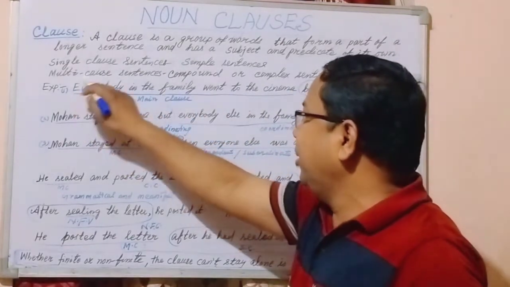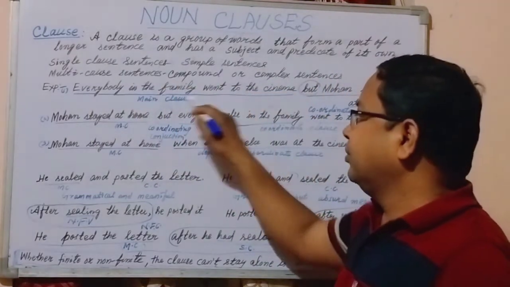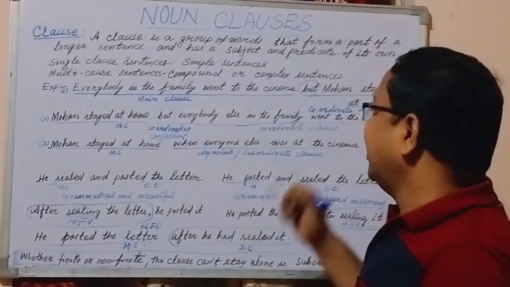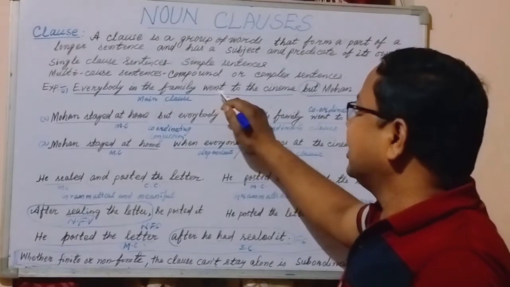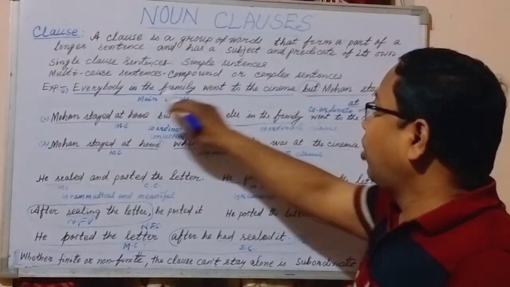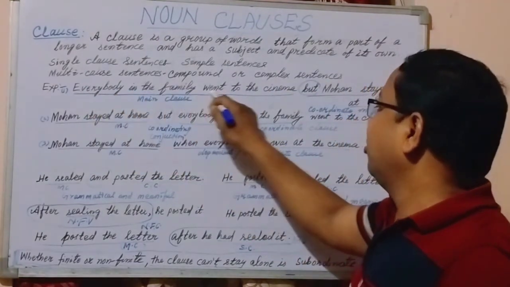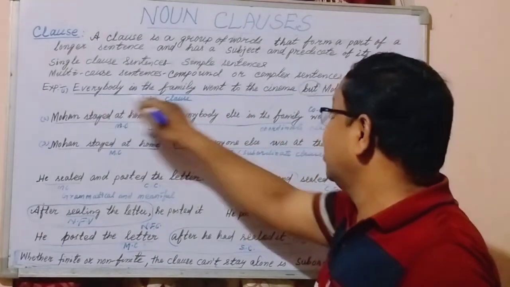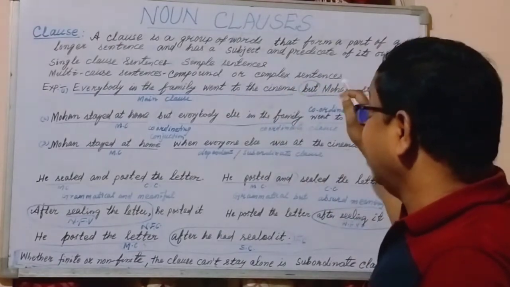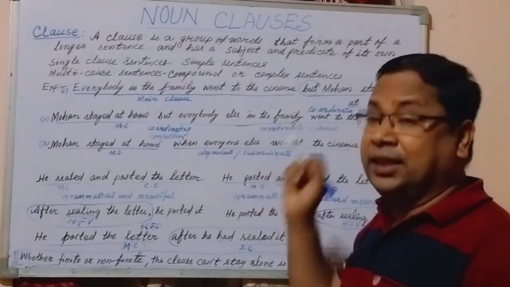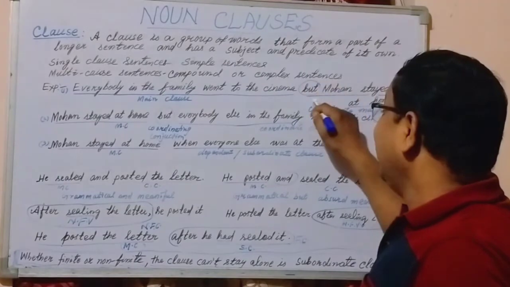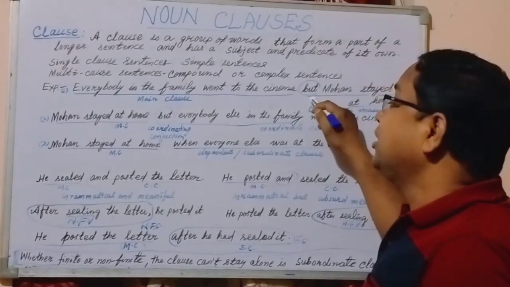If we take everybody in the family went to the cinema, this is one clause and it has a subject part and a predicate part. So it can be said that it is a simple sentence. But the total sentence is a multi-clause sentence. Everybody in the family went to the cinema is one clause, and another clause is Mohan stayed at home. So there are two clauses here, and hence it is a multi-clause sentence. Both those clauses are joined by a coordinating conjunction, that is but.